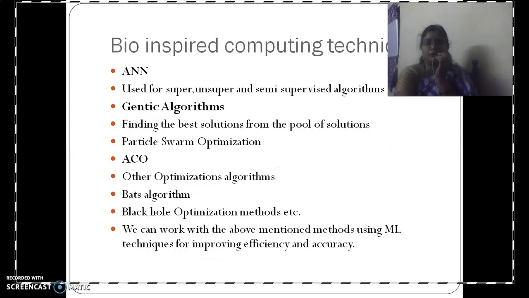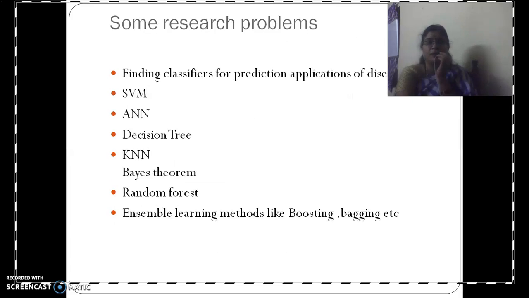Now coming to bio-inspired computing techniques. What are the various bio-inspired computing techniques? The very first method is artificial neural networks, which are used for supervised, semi-supervised and unsupervised methods. The next one is genetic algorithms. Now we are going to discuss optimization methods. The first one is genetic algorithms. Second, particle swarm optimization, ant colony optimization, bat algorithm, black hole algorithm. Like that, multiple optimization techniques we are going to use in our bio-inspired computing techniques.